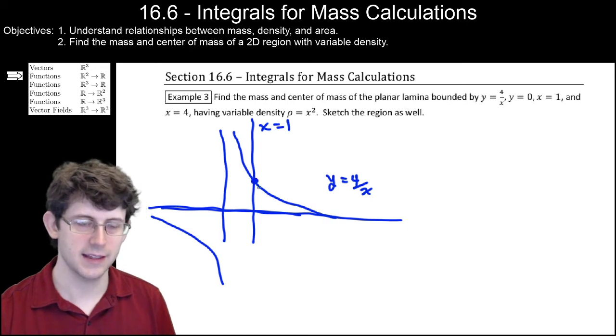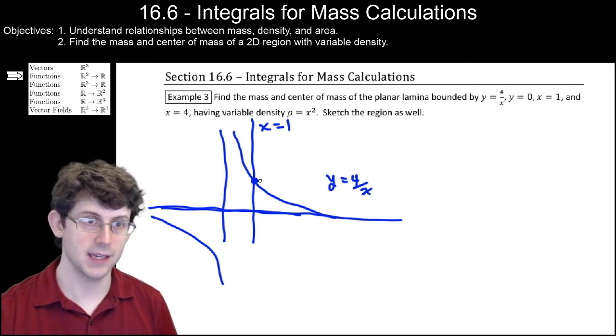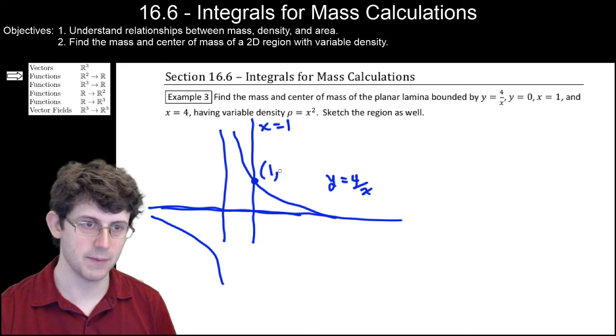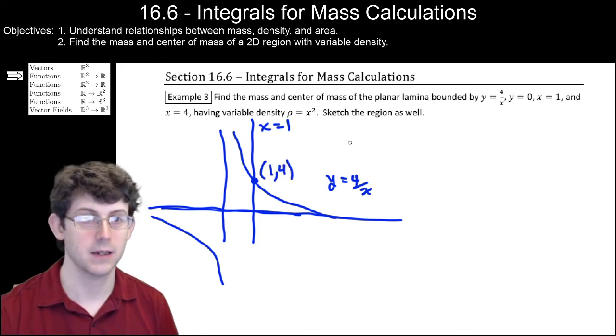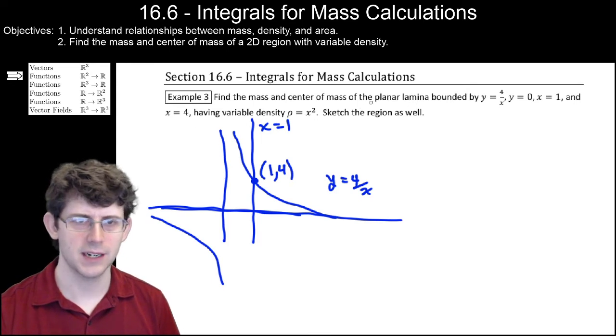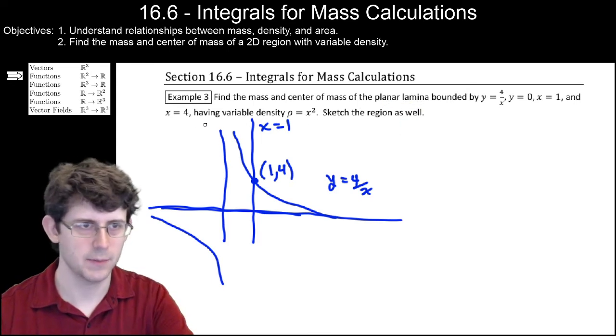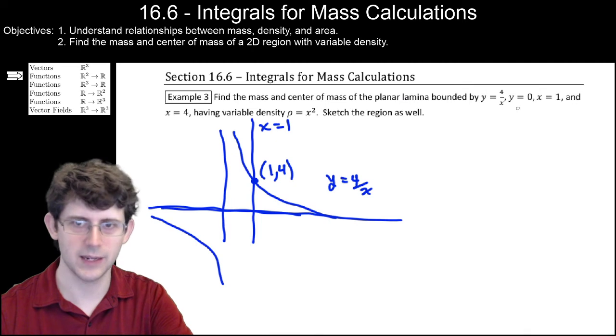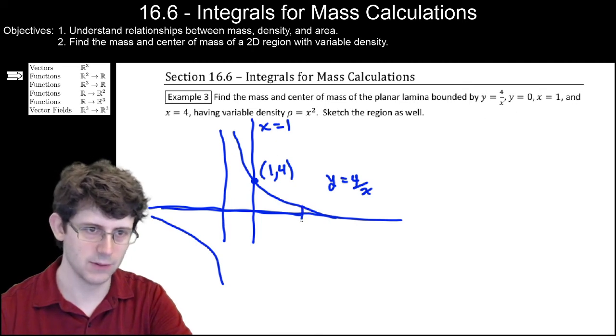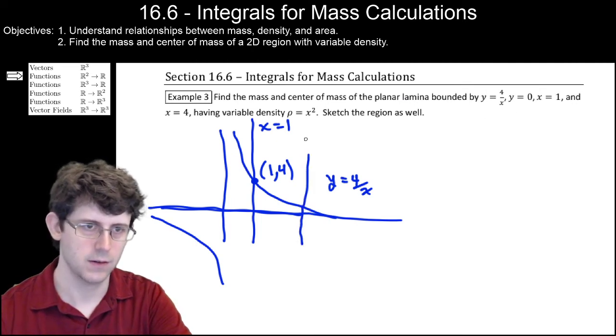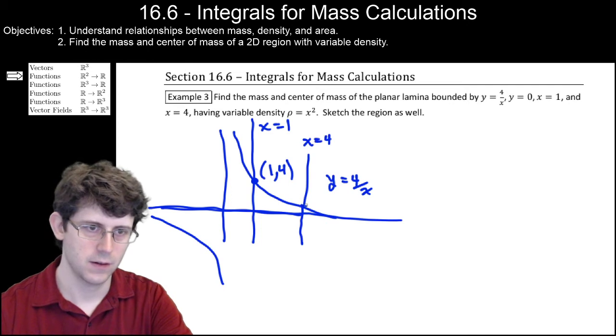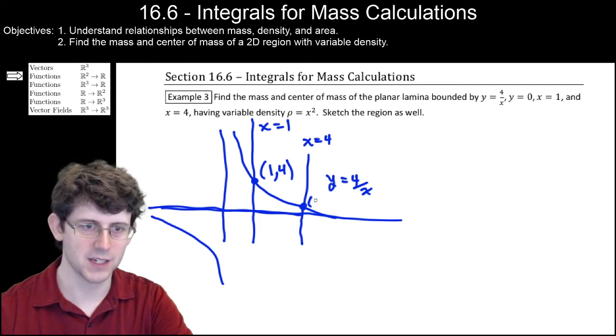Whenever I get a picture like this, I like to label the intersection points as soon as I get them. So if I plug x equals 1 into my function, I get y equals 4. So we're trying to work with this planar lamina between y equals 4 over x, y equals 0, x equals 1, and x equals 4. When I plug x equals 4 into my function, I get (4, 1). So we're looking at this region.